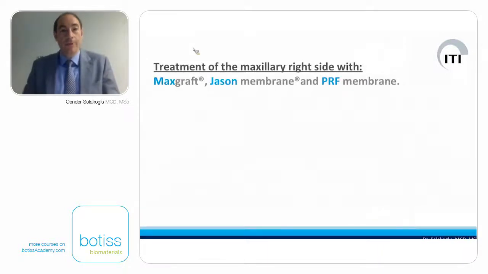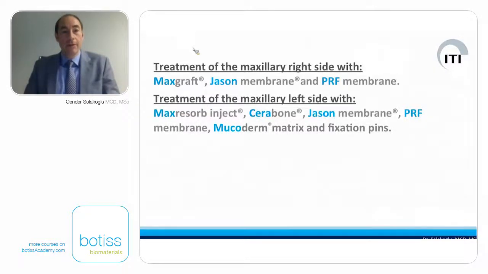So this was the initial treatment plan for the maxillary right side. We wanted to graft the bone with the Max Graft, an allograft material, cover it with a Jason membrane, and of course use the PRF membrane. The treatment of the maxillary left side was planned with the Max Resorb Inject, which is an alloplastic material, Cerabone, a xenograft, and the Jason membrane, the PRF membrane, as well as the Mucoderm matrix and fixation pins in order to increase the thickness of the gingival tissues.